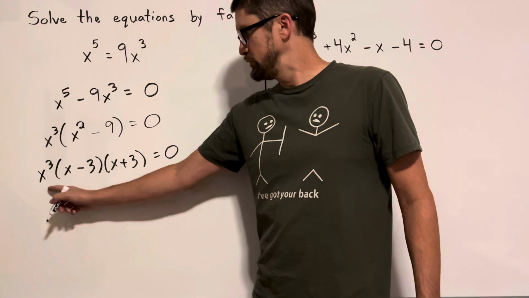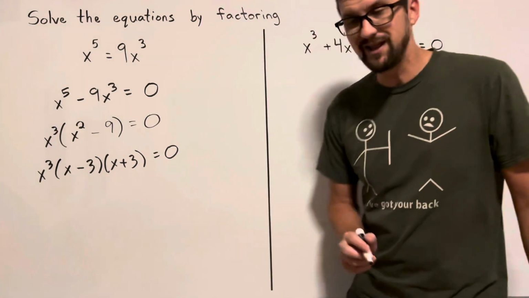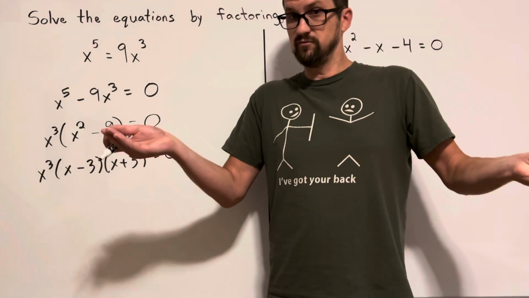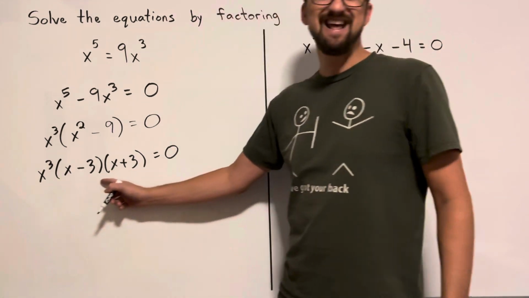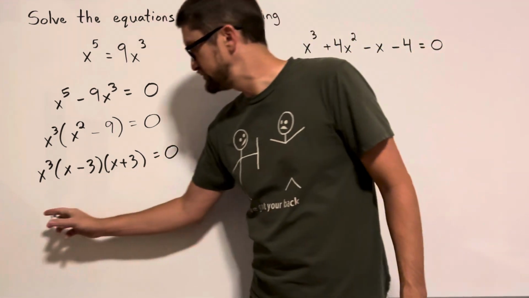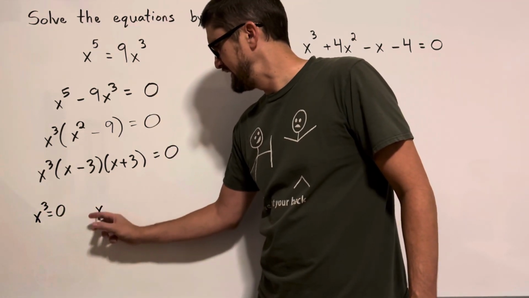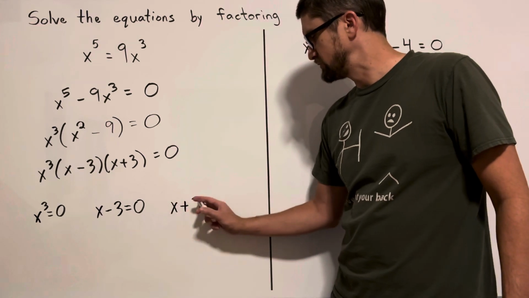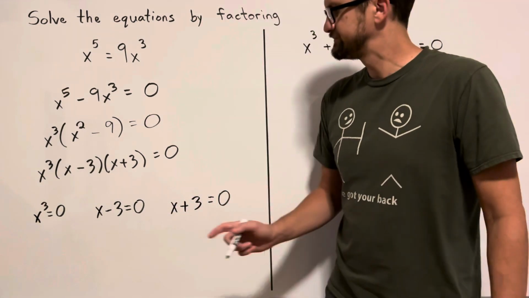All right, now we have 3 factors multiplying to give 0. That means one of them, 2 of them, or all 3 of them could be 0. So you're going to set each factor to 0: x cubed equals 0, x minus 3 equals 0, and x plus 3 equals 0. And we've got to solve each of these for x.